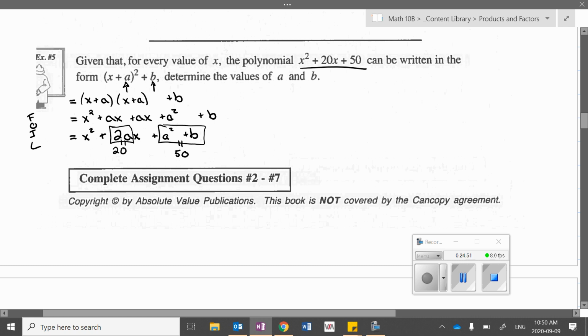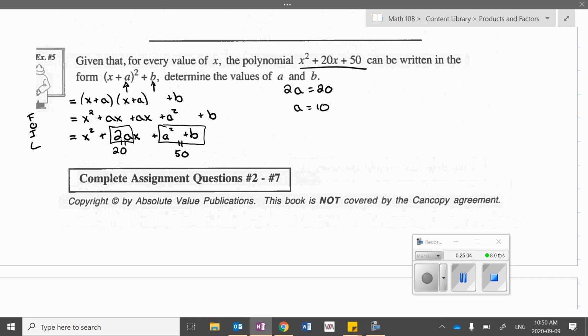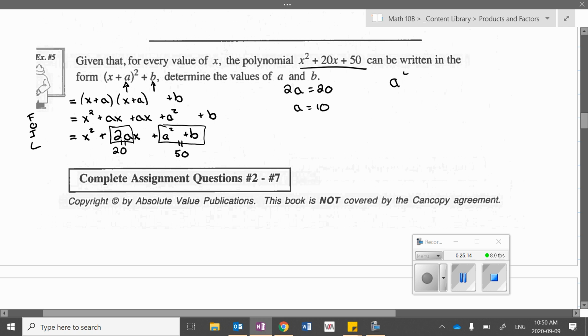Well, that's our starting ground. So then I can say 2a equals 20. Well, for that to happen, a has to equal 10. Can I figure out b now? Oh, someone say yes, please. Come on, guys. Yes. I know then a squared plus b equals 50. a we decided was 10. 100 plus b is 50.